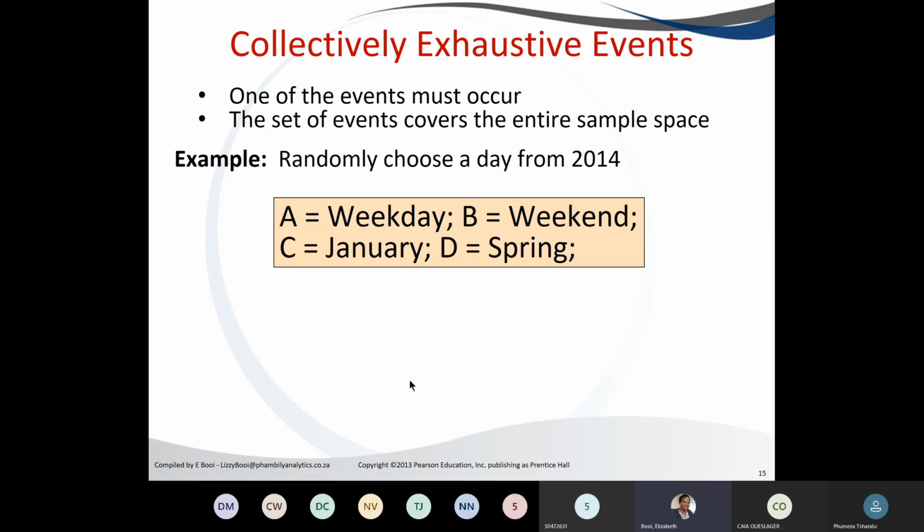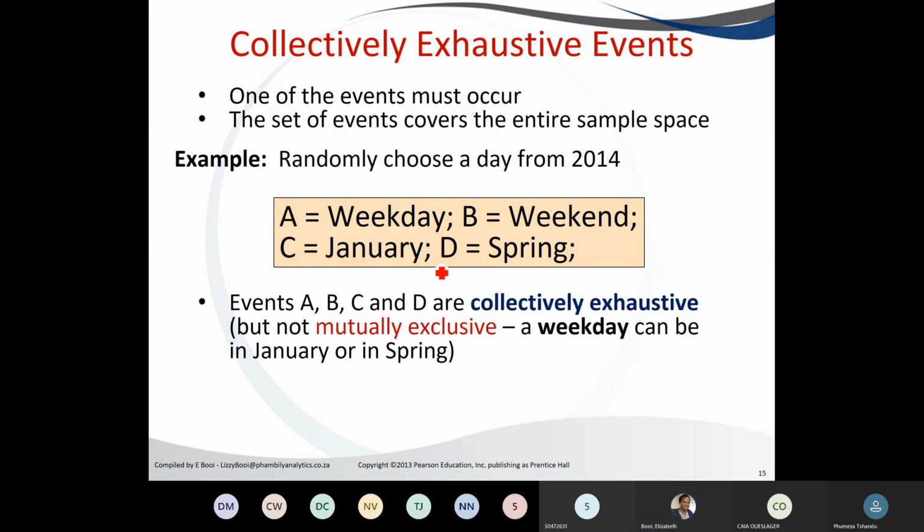January is C and spring is D. Let's say A, B, and C are collectively exhaustive. A, B, C, and D. If I include all of them, there will be a day on a weekday and in a weekend. They can also be in January on a weekday and in a weekend. They can also fall in spring on a weekday or in a weekend. But January and spring, does spring happen in January? No, it happens in September, October. I don't know when spring ends. It doesn't end in December, because then it's summertime in December. I don't know.